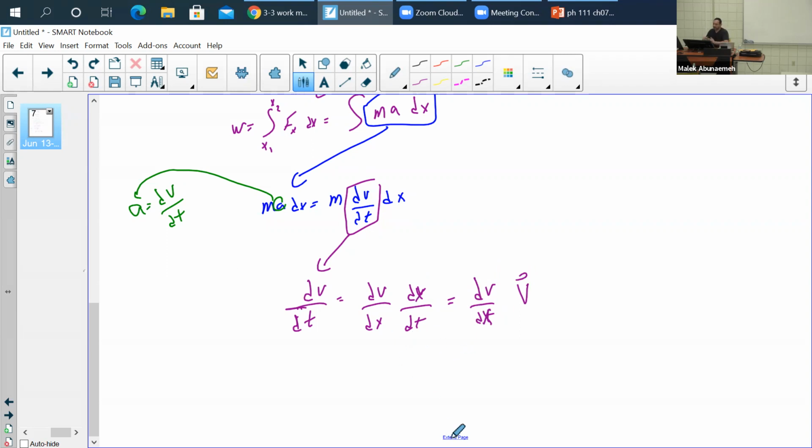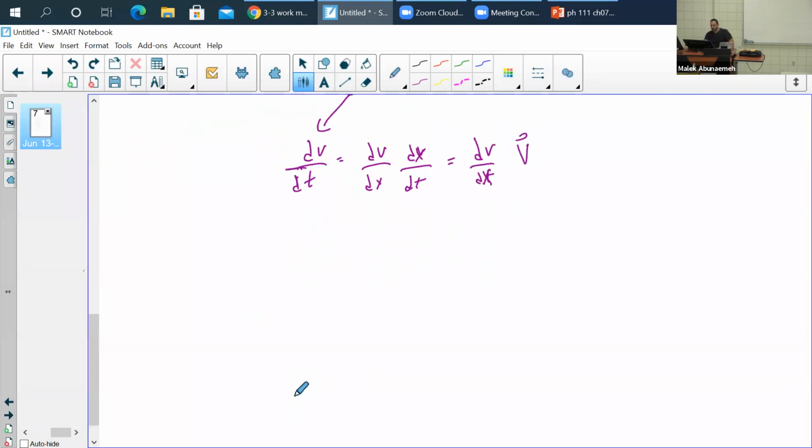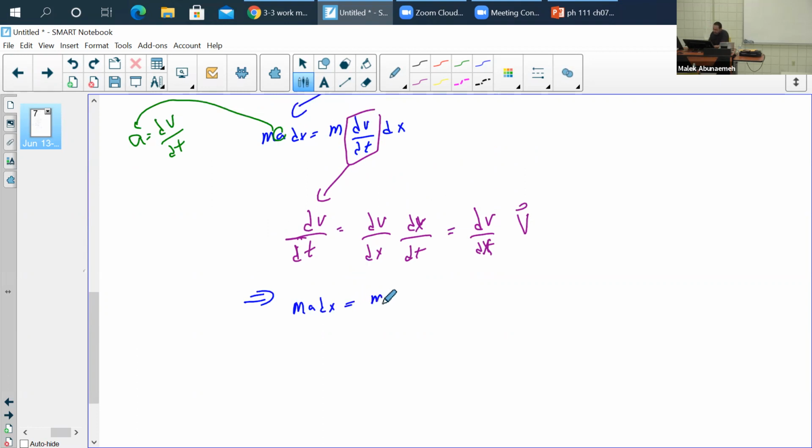Well, plugging that back in, that means your mass times your acceleration times your dx is going to equal your mass multiplied by your dv over your dx multiplied by your velocity vector v multiplied by your dx, which, what a coincidence, both displacements cancel out, leaving you with your mass times your velocity, dv, m v dv. So your m a dx equals your m v dv.